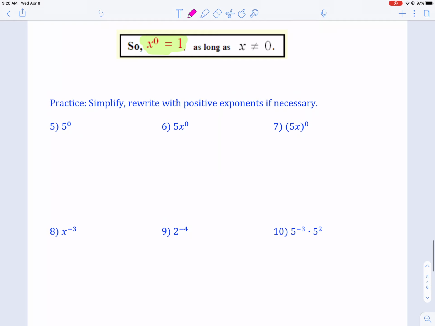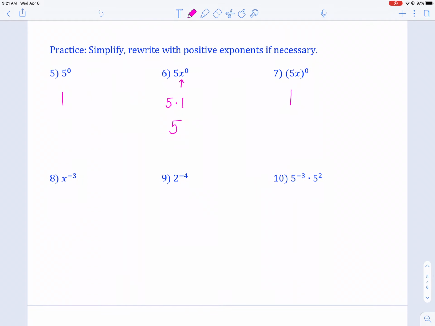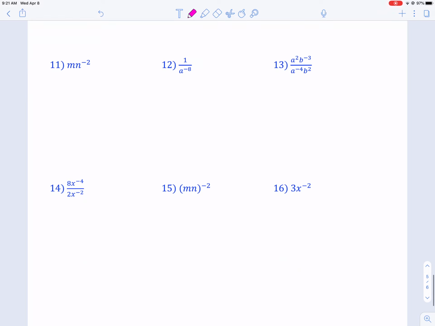So just practice along with me. Look at the first 3 examples, 5, 6, and 7. A lot of them look similar. Anything to the 0 power, 5 to the 0 power, is 1. But look at number 6. What's being raised to the 0 power? Only the x. So technically that's 5 times 1, which would give you an answer of 5. Here, the whole thing, 5x is being raised to the 0 power. That answer is just 1. Okay, I'm going to let you guys practice 8, 9, and 10. And that's it. So I may do a couple more with you.